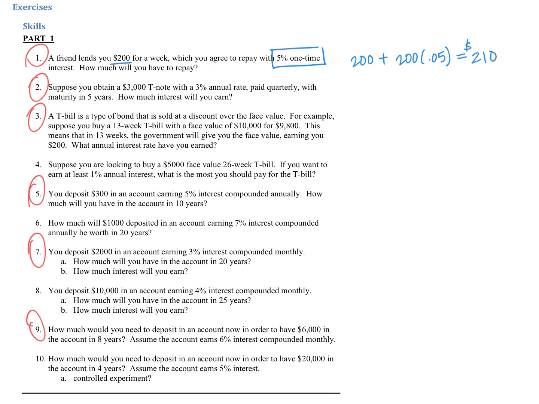For number 2, we suppose that we have a $3,000 T-note, which is again a type of savings, at a 3% annual rate, paid quarterly with maturity in 5 years. So we are earning interest every quarter. That's 4 times a year. So we're going to start and say, okay, well, the amount that we're going to have is equal to our principal times 1 plus our rate over how many times it compounds, to the n times t power.